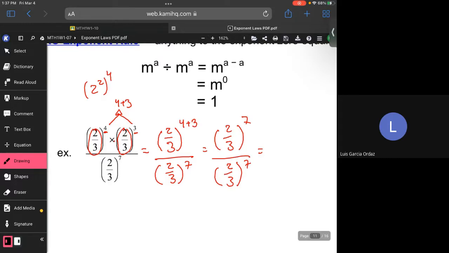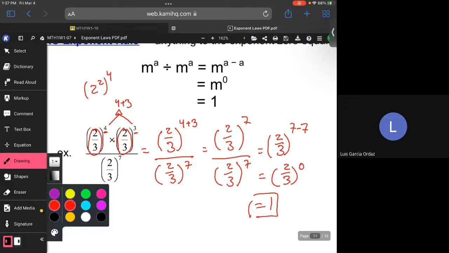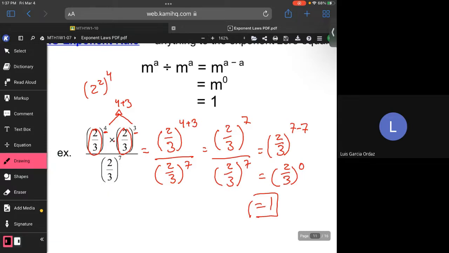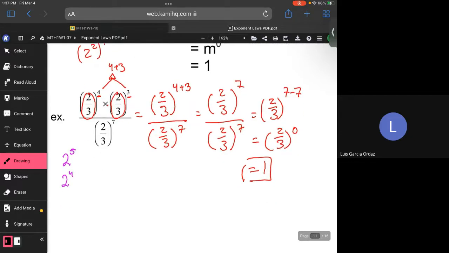I would subtract. So my final answer would be 2 over 3 to the power of 7 minus 7, which gives me 2 over 3 to the power of 0. And we know that that answer is always going to be 1. Now, let me show you why. So let's start with 2 to the power of 5, and then 2 to the power of 4, and keep going in descending order.